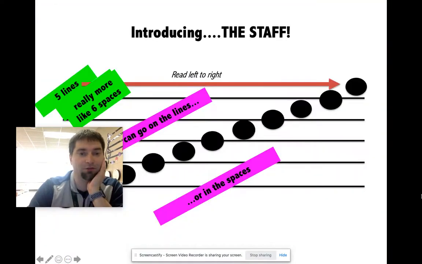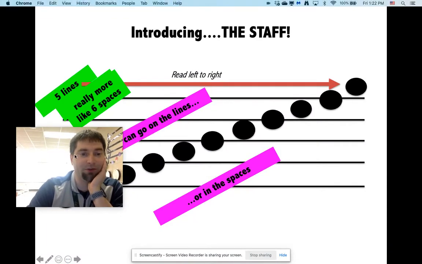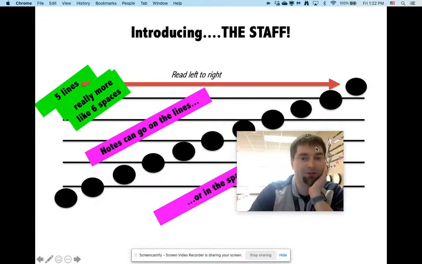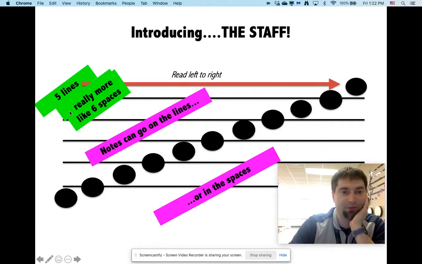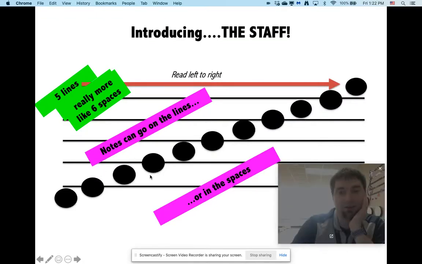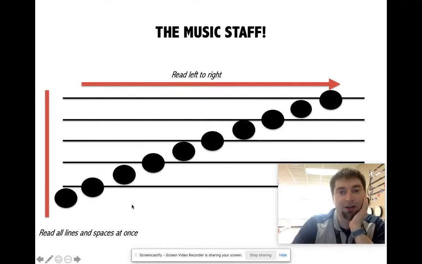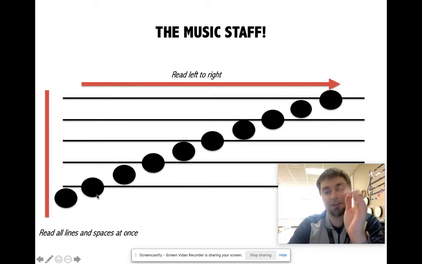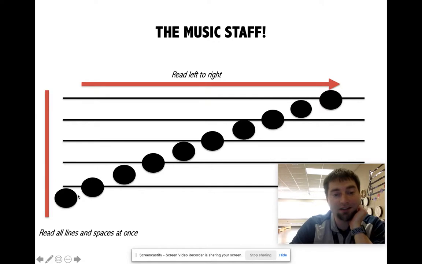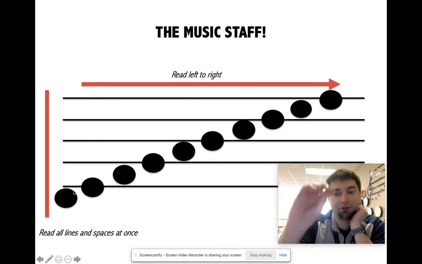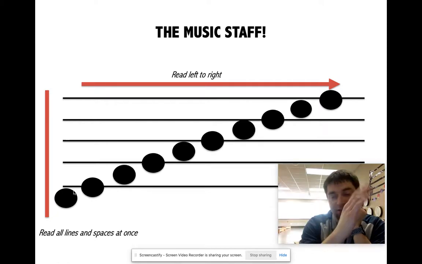And so we've already talked about the staff, but we're going to figure out how solfege fits in. We've talked about how there's 5 lines and 6 spaces. Notes can go on the lines or in the spaces. We have talked about reading the music staff from the left to the right, and we read all the lines and spaces at once. So whatever note comes next from left to right is what we read.